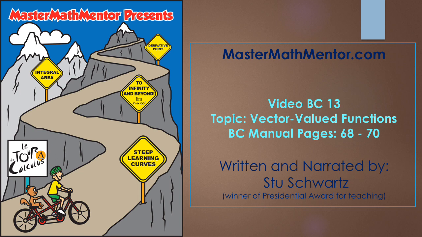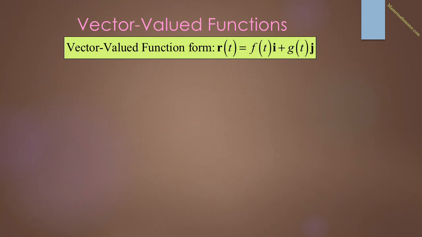The topic is vector valued functions and it covers the BC manual pages 68 through 70. In the previous video, we studied vectors. These were constants. Each vector was one magnitude, one direction. But vector forces change. Just the act of shoveling snow or planting vegetables requires variable forces in various directions.